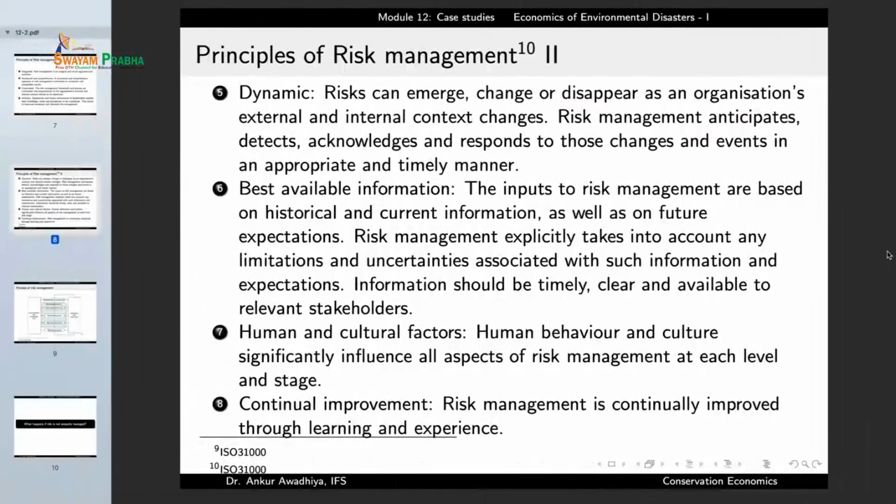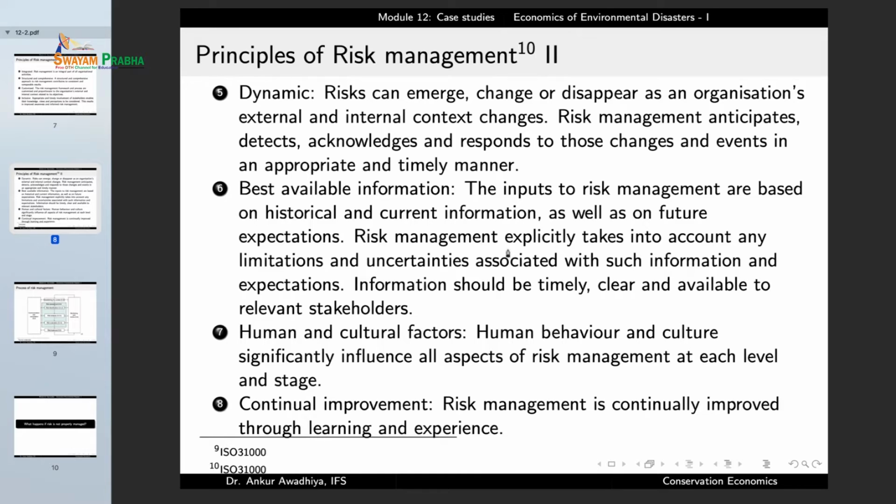And we also have to incorporate the information about the future set of events. How fast is the town expanding? How soon will people be able to reach into this area? Is there any other industrial facility that is supposed to be set up nearby? Because they will all change the total amount of risk that the industrial setup is posing to the surroundings. So it has to be based on the best available information. Risk management explicitly takes into account any limitations and uncertainties associated with such information and expectations. Information should be timely, clear, and available to relevant stakeholders.